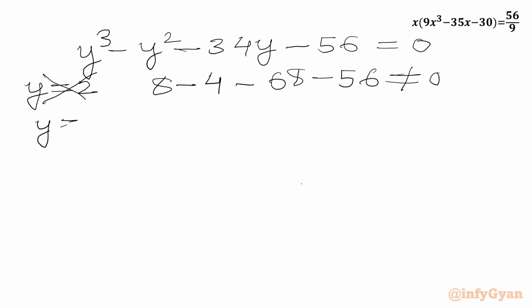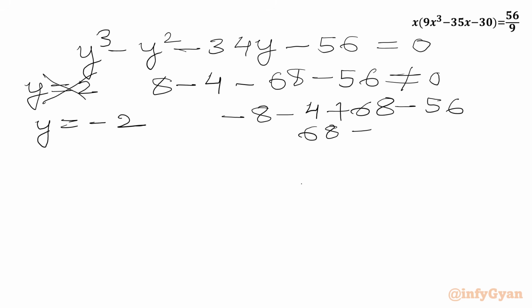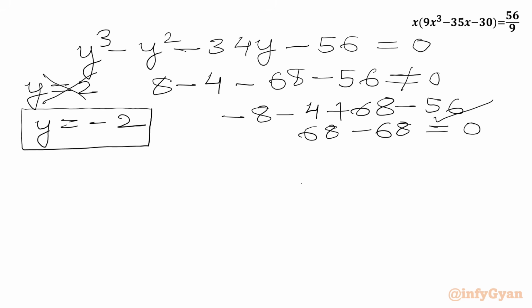Now we check y equal to minus 2. Minus 2 cube is minus 8, minus 2 square will be equal to plus 4. Minus 34 times minus 2 is plus 68, minus 56. So we have minus 12 minus 56 minus 68 and we have plus 68. So yes, y equal to minus 2 is satisfying our cubic equation. We will say minus 2 is our base solution.